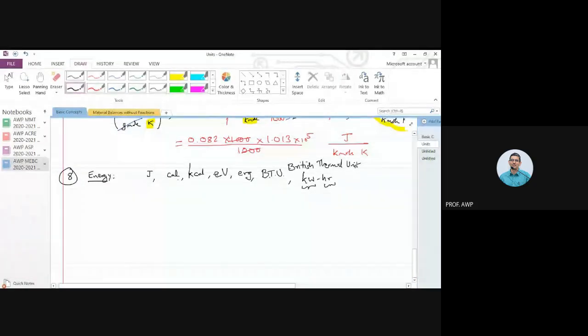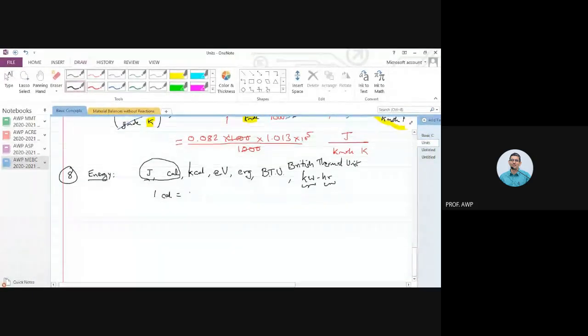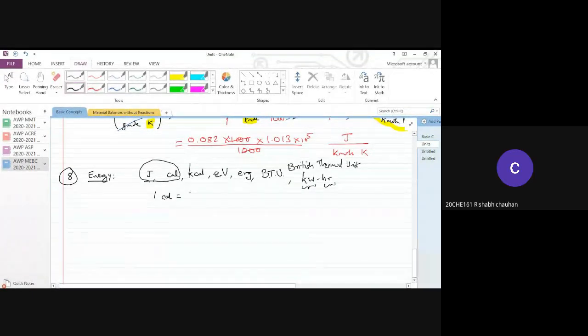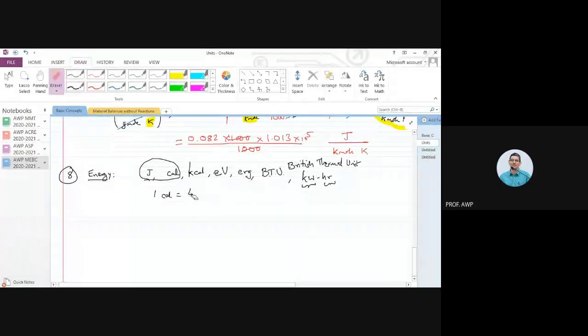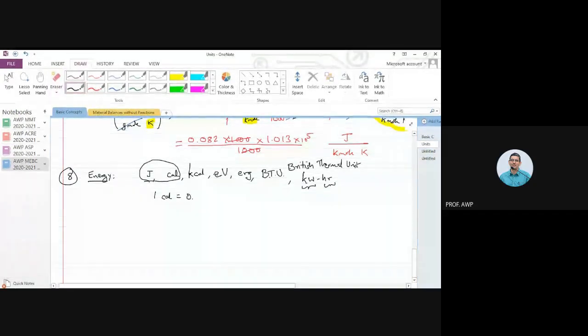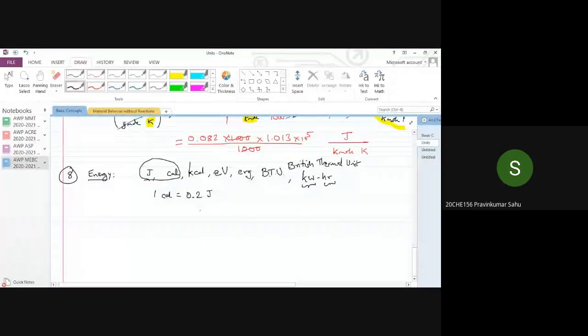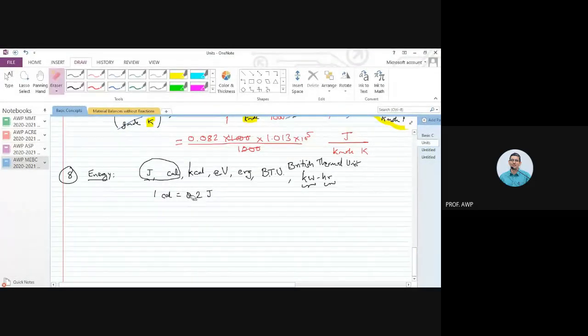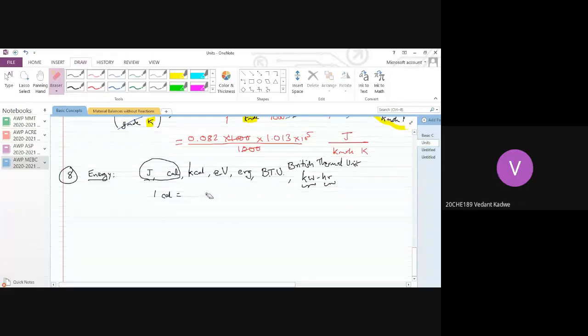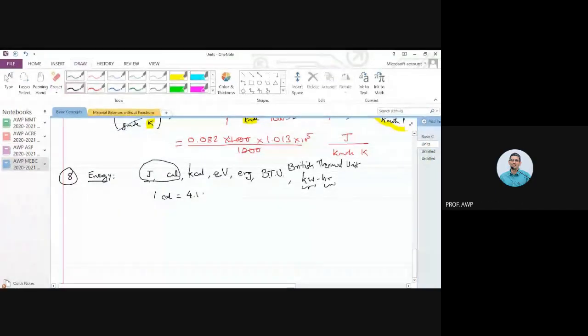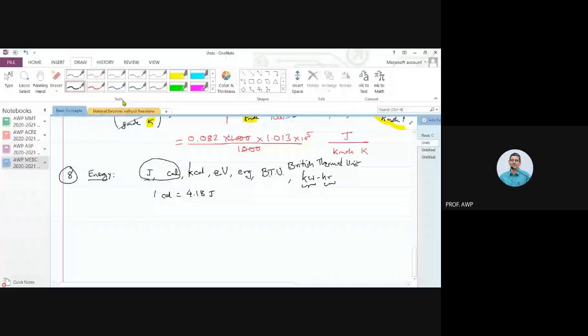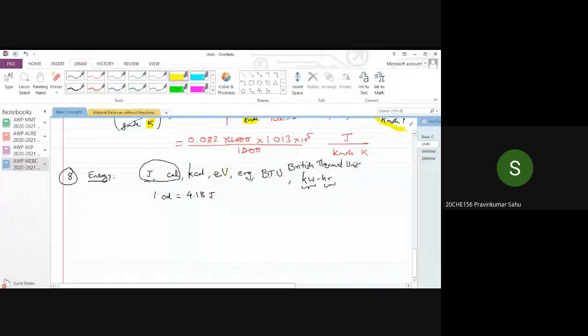Calorie and joules. 1 calorie is how many joules? Somebody said 0.2. It's 4.18 joules. So depending on what we are talking about, electron volt.